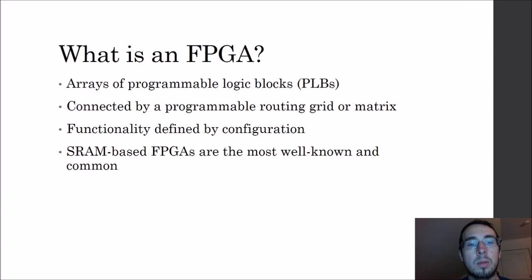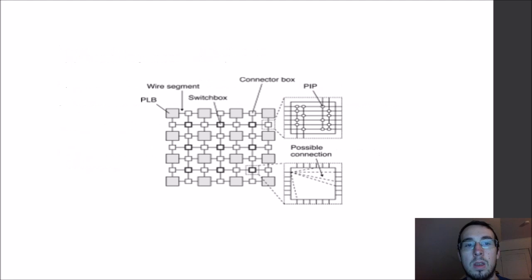An FPGA is comprised of arrays of programmable logic blocks, or PLBs, that are associated with each other by a programmable routing grid or a matrix. The configuration of the FPGA defines its functionality by identifying which blocks and wire portions are going to be utilized. Currently, static random access memory or SRAM FPGAs are the most well-known and common. This is due to their high number of reconfiguration cycles and the relative simplicity of programming on the device.